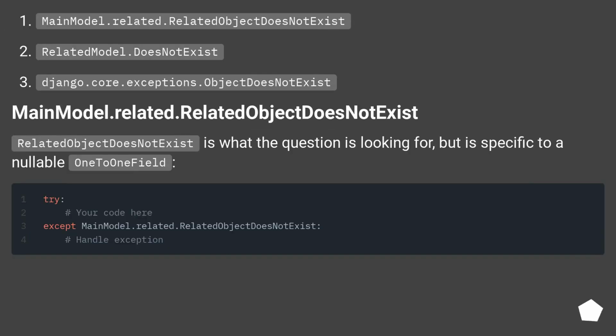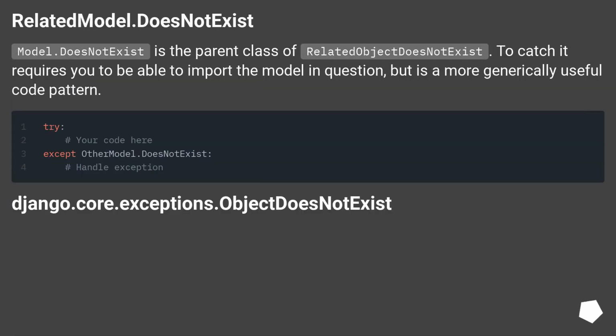MainModel.RelatedObjectDoesNotExist, RelatedModel.DoesNotExist, django.core.exceptions.ObjectDoesNotExist. MainModel.RelatedObjectDoesNotExist is what the question is looking for, but is specific to a nullable one-to-one field. RelatedModel.DoesNotExist. Model.DoesNotExist is the parent class of RelatedObjectDoesNotExist.